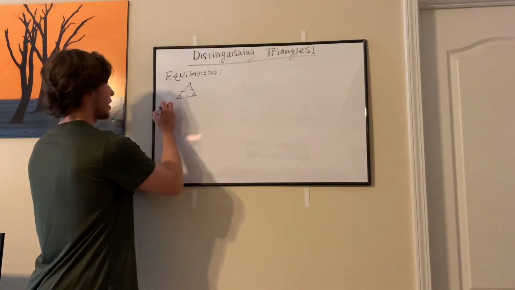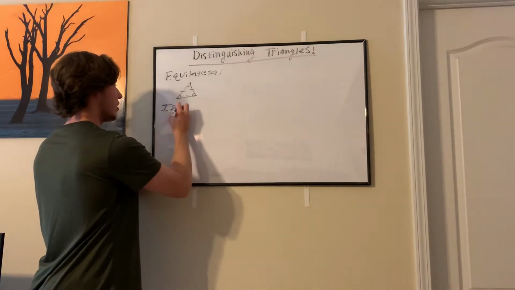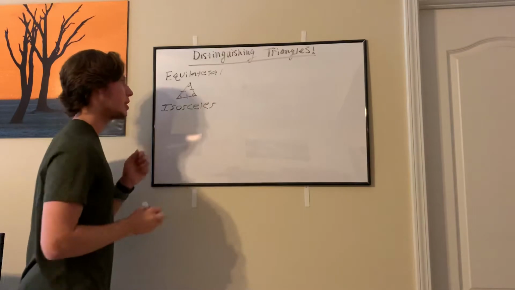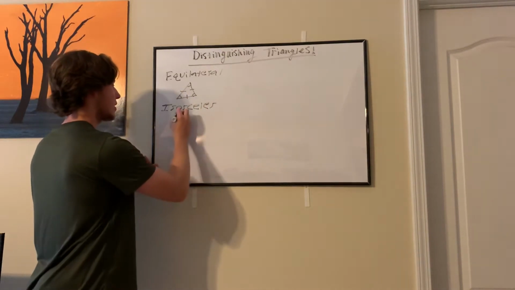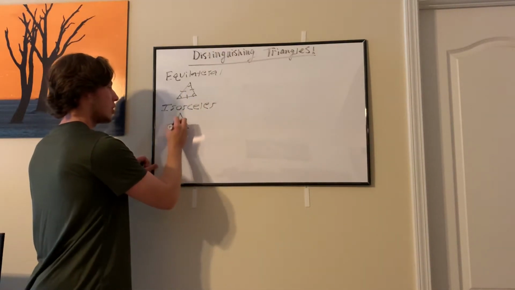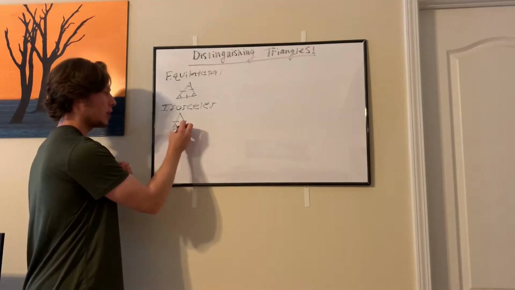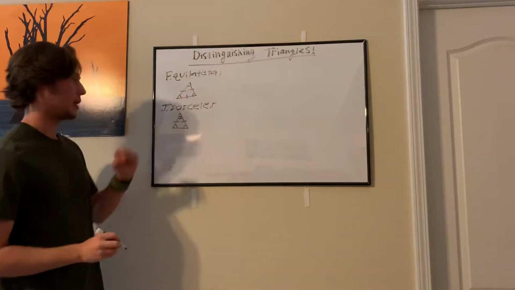Next triangle we're going to be talking about is the isosceles triangle. So the isosceles triangle is similar to the equilateral, except the isosceles triangle has two equal side lengths and two equal internal angles, and one being different.